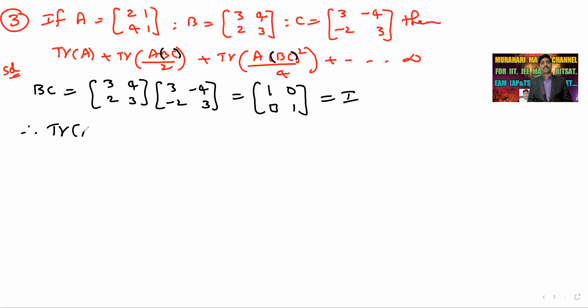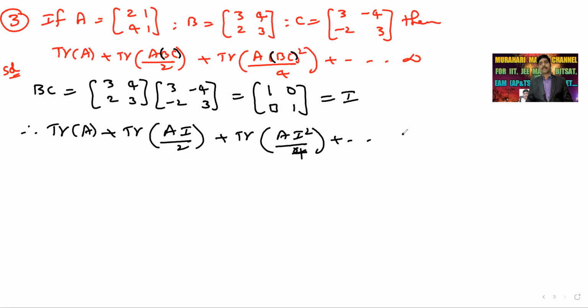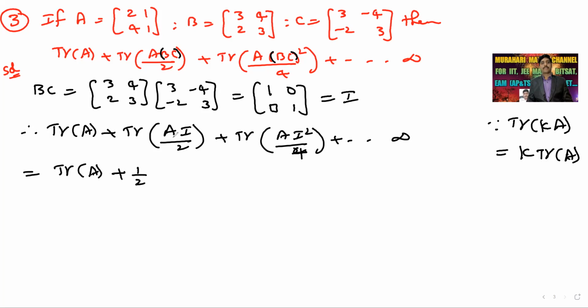Therefore, our target is trace of A plus trace of A into BC value, that is AI by 2, plus trace of A into I square by 4, and so on up to infinity. So trace of a constant times a matrix is equal to K times trace of A. It will be 1 by 2 times trace of A into I. So A into I is equal to A. So 1 by 4 times trace of A into I square is A, and so on to infinity.